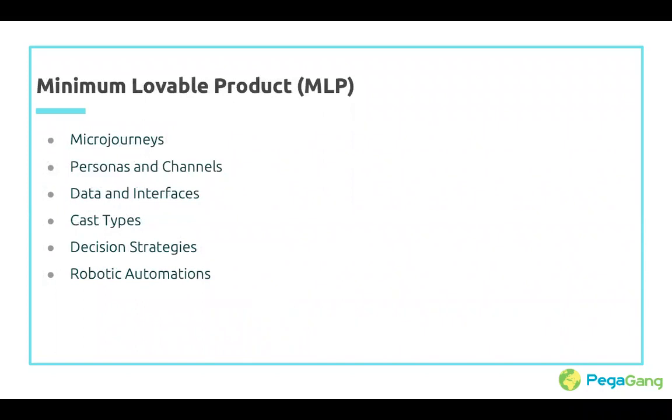Earlier, the naming convention was MVP, minimum viable product. Now they just wanted to be catchy and also try to make it more user friendly. So that's how it has transitioned to be a minimum lovable product.